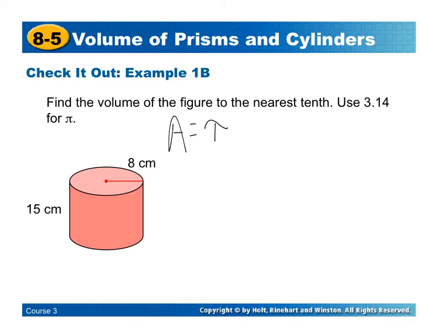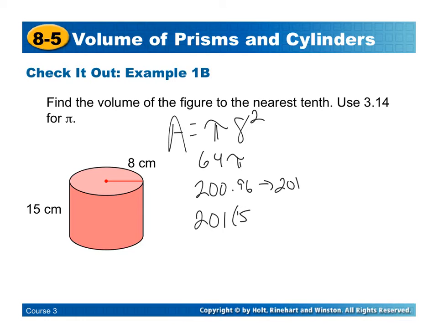So area is going to be pi times 8 squared, or 64 pi, or if I do 64 times 3.14, I get 200.96, which becomes just 201. We're going to take 201, multiply it by the 15 for the height, and its volume is going to be 3,015 centimeters cubed.